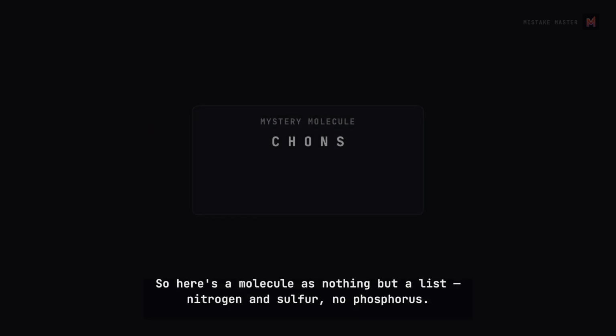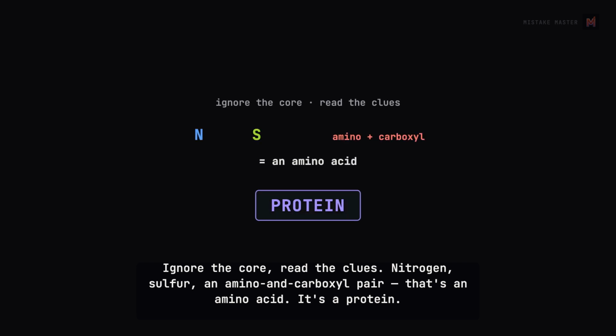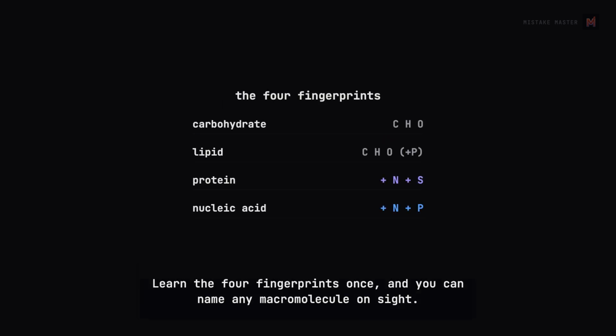So here's a molecule as nothing but a list. Nitrogen and sulfur, no phosphorus. Ignore the core, read the clues. Nitrogen, sulfur, an amino and carboxyl pair. That's an amino acid. It's a protein. Learn the 4 fingerprints once, and you can name any macromolecule on sight.